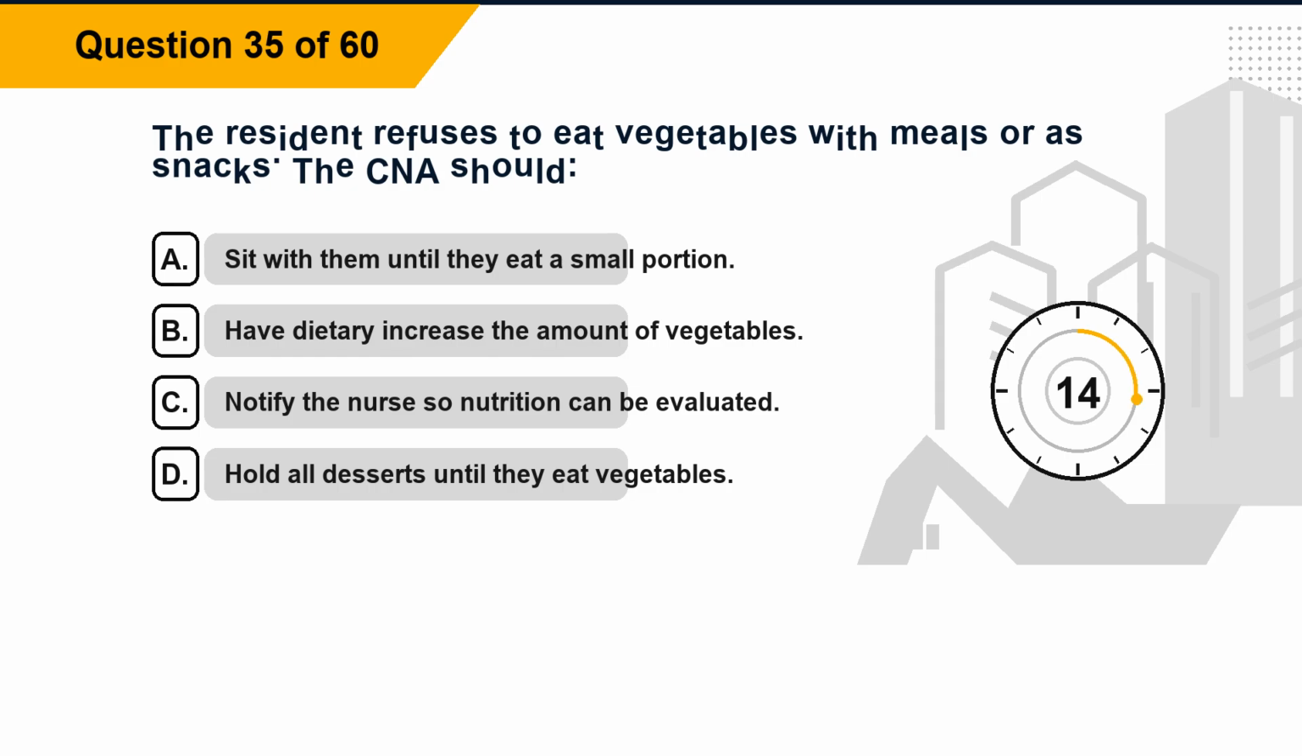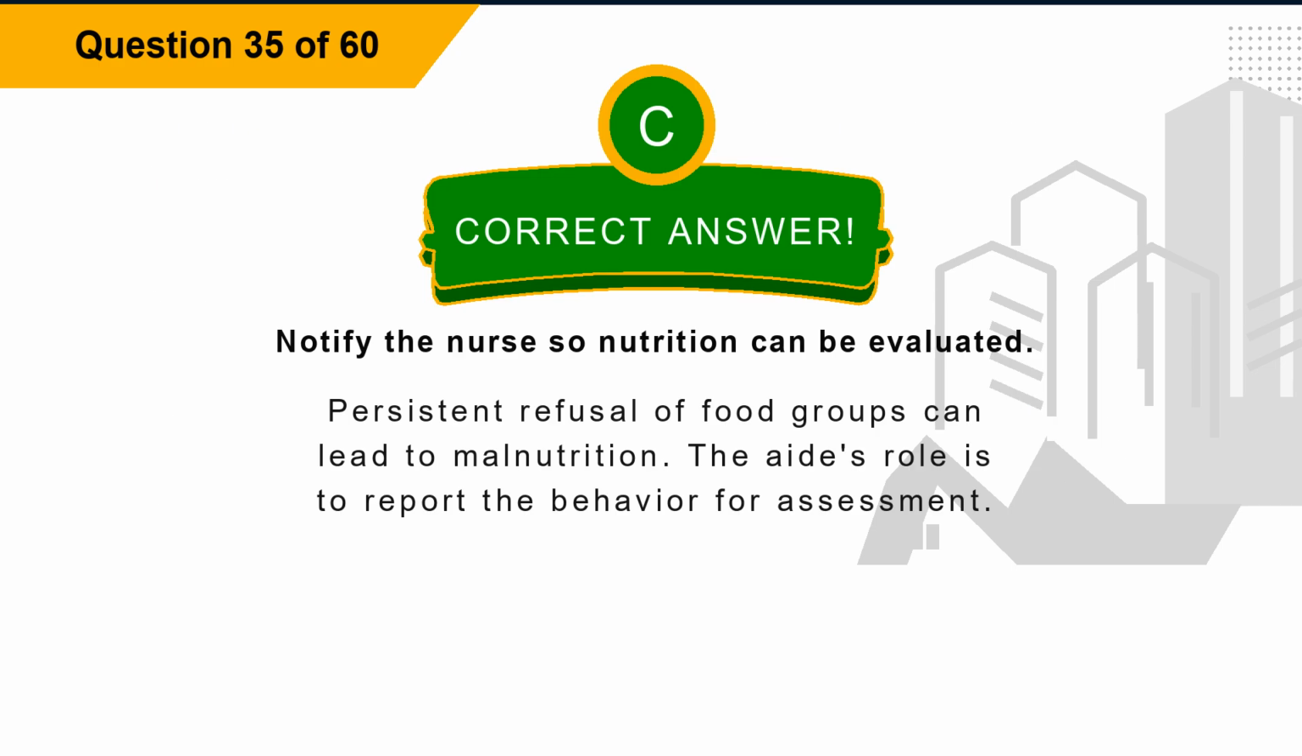Question 35. The resident refuses to eat vegetables with meals or as snacks. The CNA should: Option A, sit with them until they eat a small portion. Option B, have dietary increase the amount of vegetables. Option C, notify the nurse so nutrition can be evaluated. Option D, hold all desserts until they eat vegetables. The correct answer is option C, notify the nurse so nutrition can be evaluated. Explanation: persistent refusal of food groups can lead to malnutrition. The aide's role is to report the behavior for assessment.